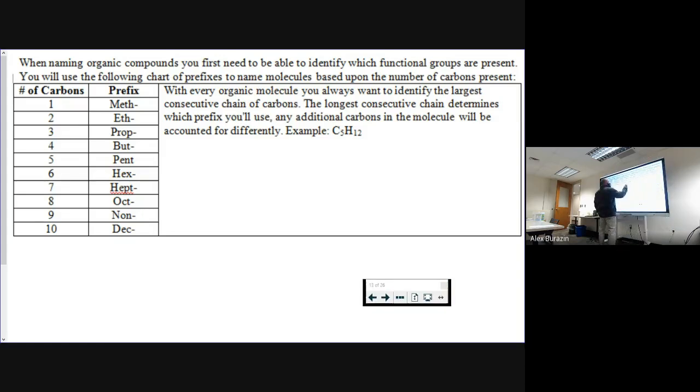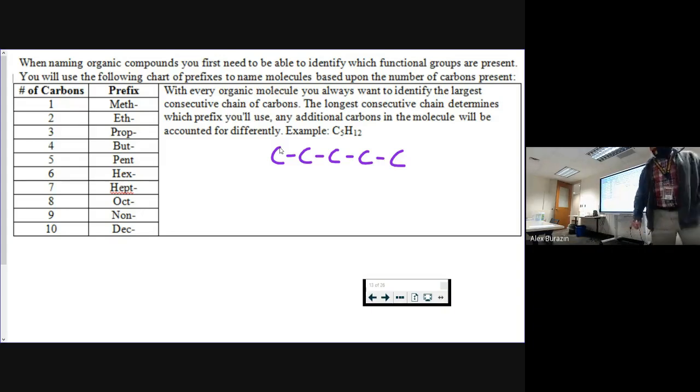For example, we can do C5H12. Okay, there's my chain of 5 carbons. What's the prefix? Pent. What's the functional group? Yeah, this is just an alkane. So we're going to call this pentane. Prefix pent for 5 carbons, ending ane because it's an alkane. So this is pentane.